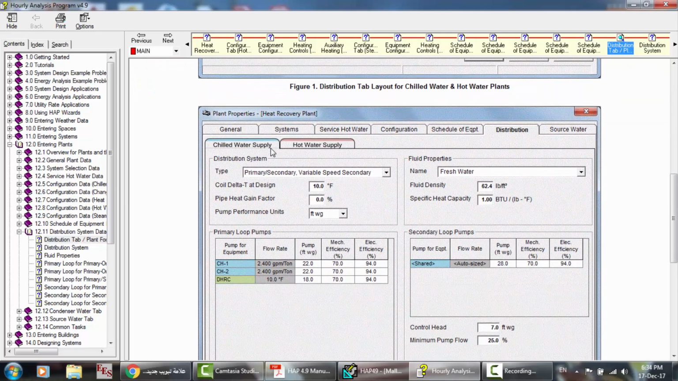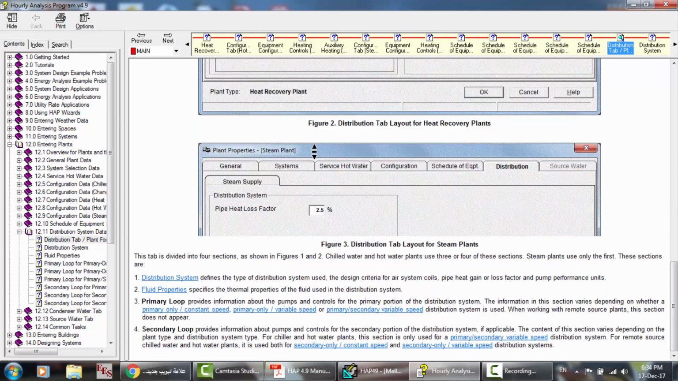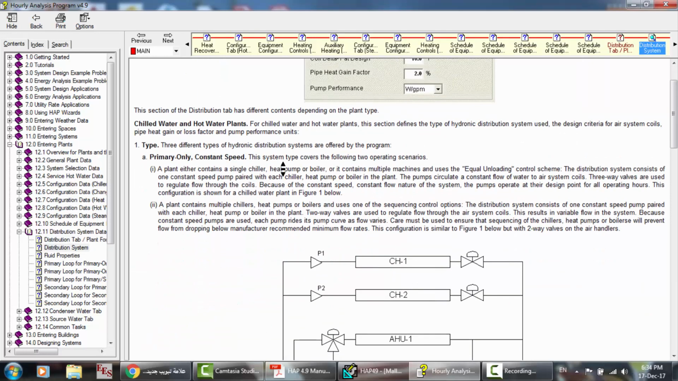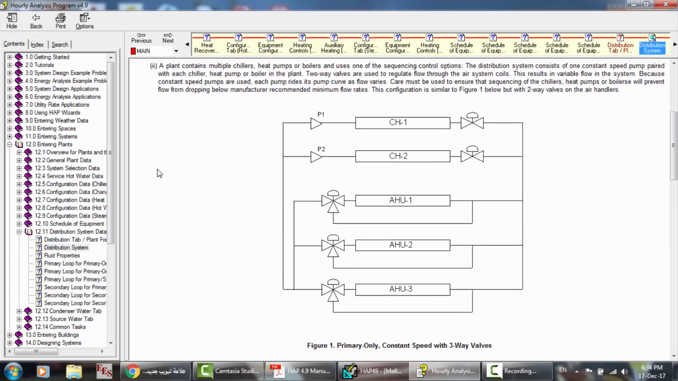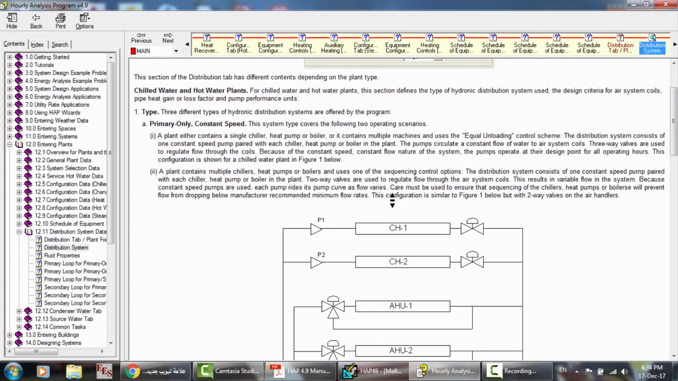So is the chiller water and hot water. Okay, so the distribution system, we have here three. So the primary only constant speed, the system type covers the following two operating scenarios. Look at this system. From here, chiller 1, chiller 2, and pump 1, pump 2. The primary only constant speed with three-way valves, and here the air handling units, as you see.